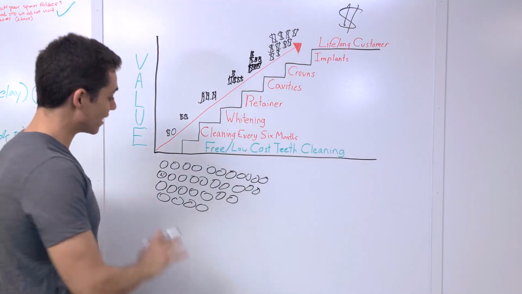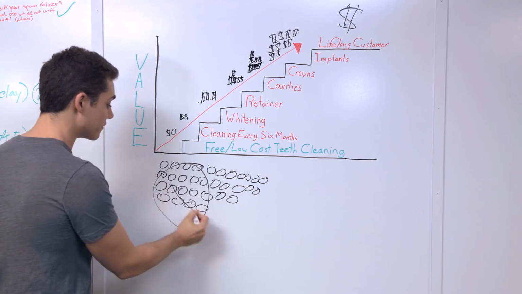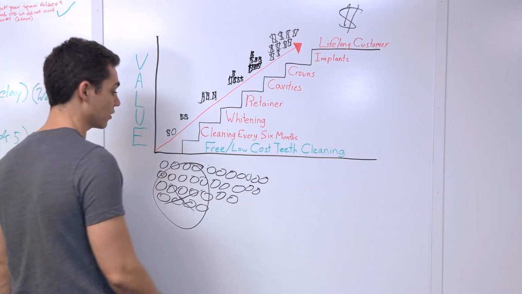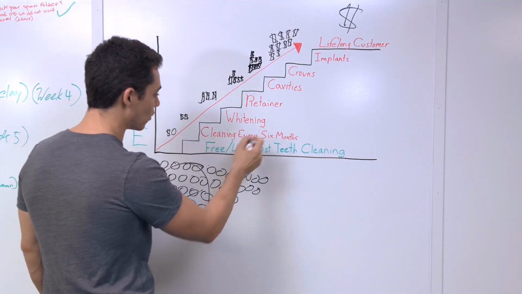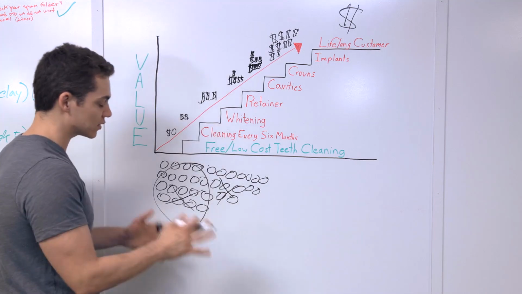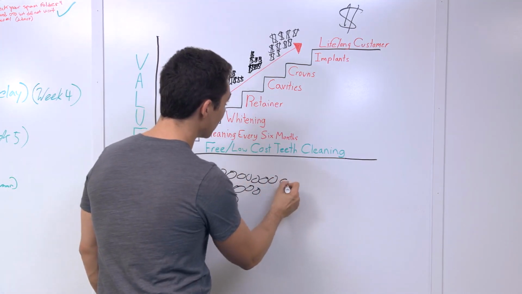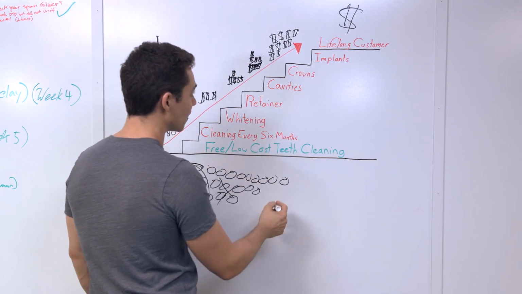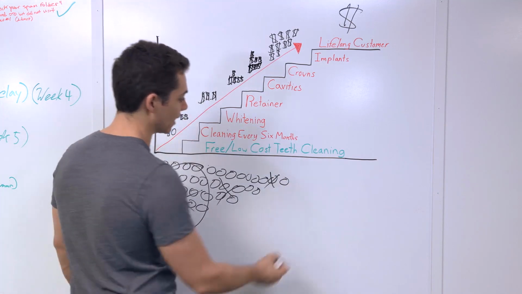Now, as we go through, all these people right here sign up for the free offer. And some of them just take the free offer. Then some of these people get not a huge offer, but maybe the whitening or the cleaning every 6 months. But most of them, that's where they stop. A few people might have cavities, maybe 2 people. But one of them has no interest in a crown or an implant.